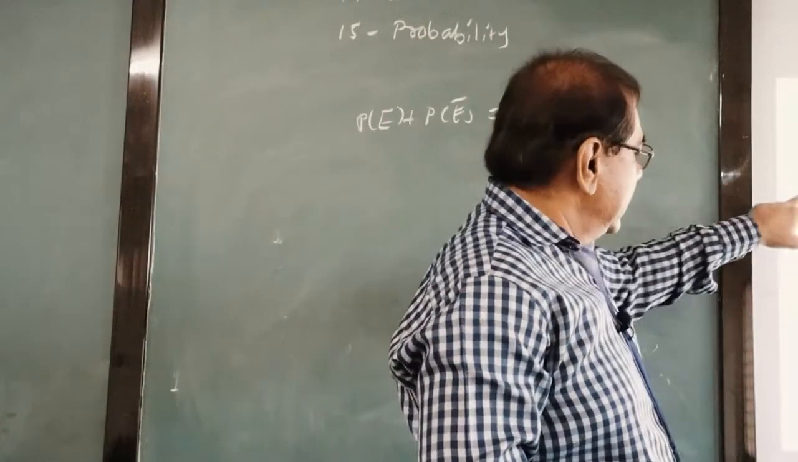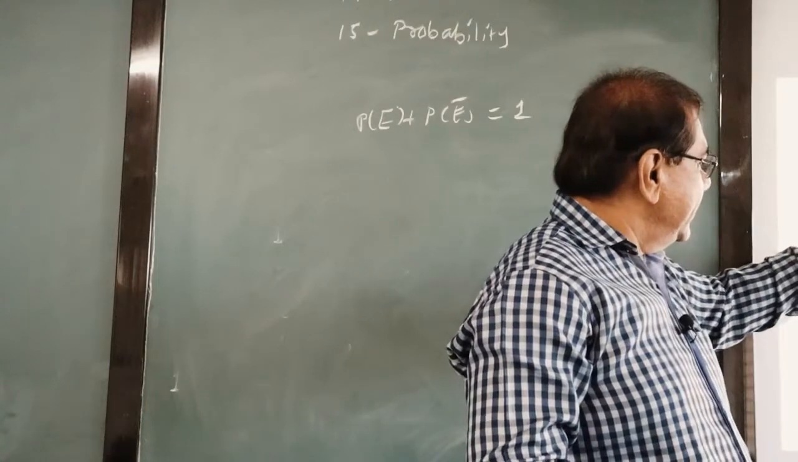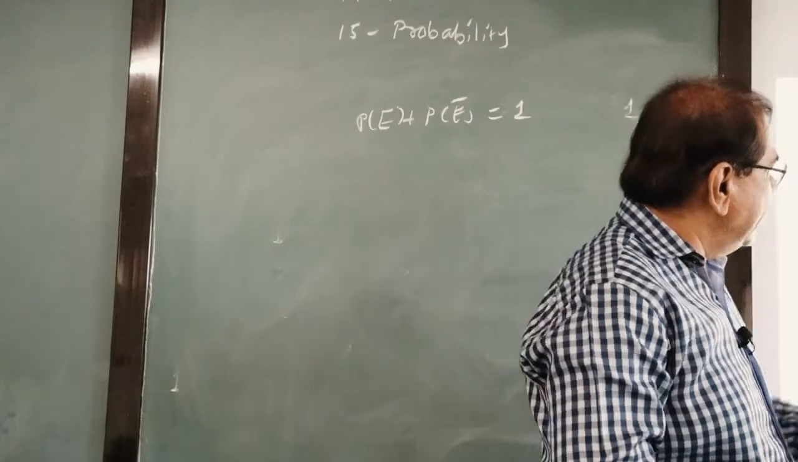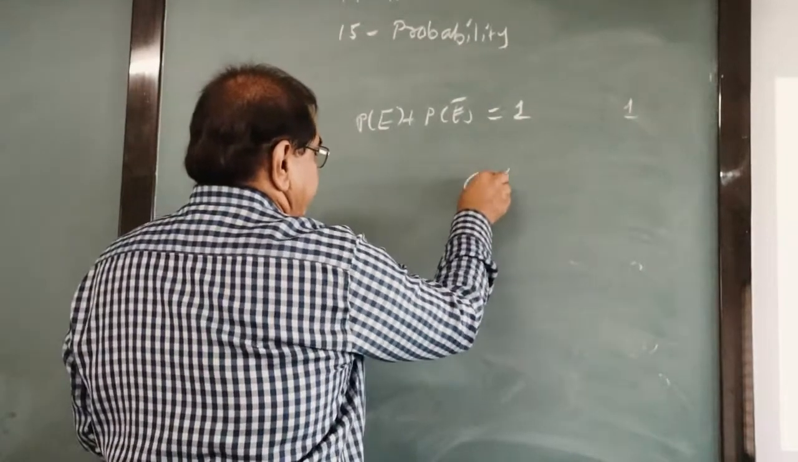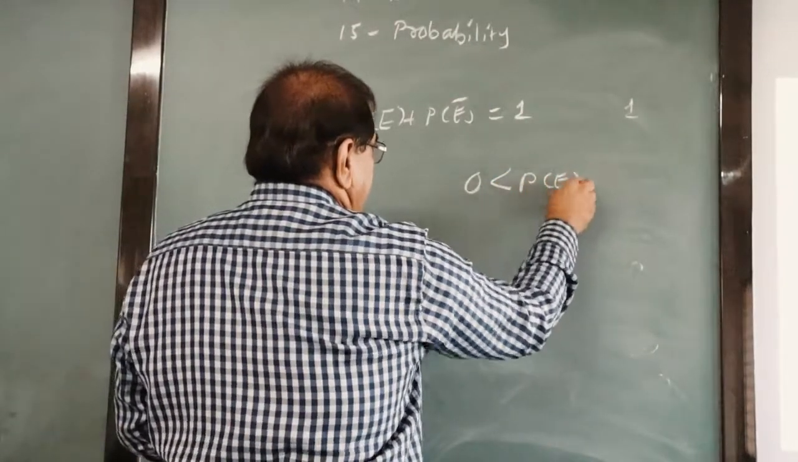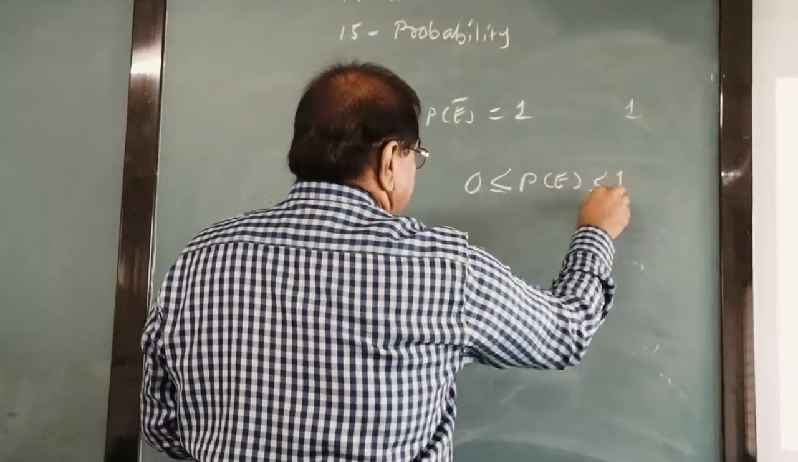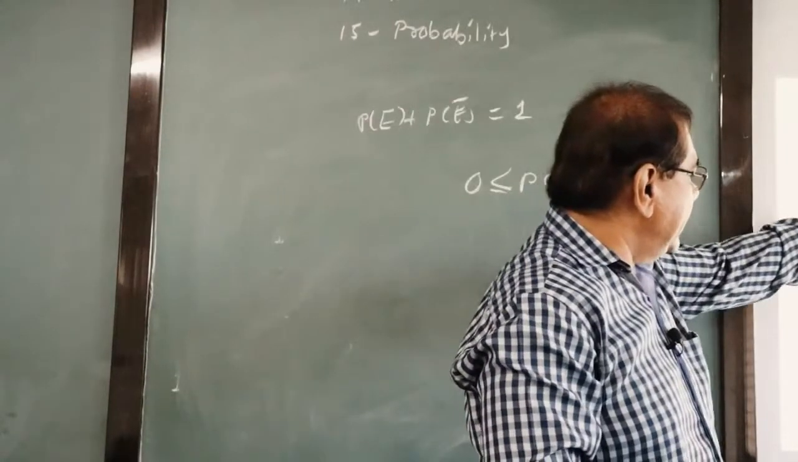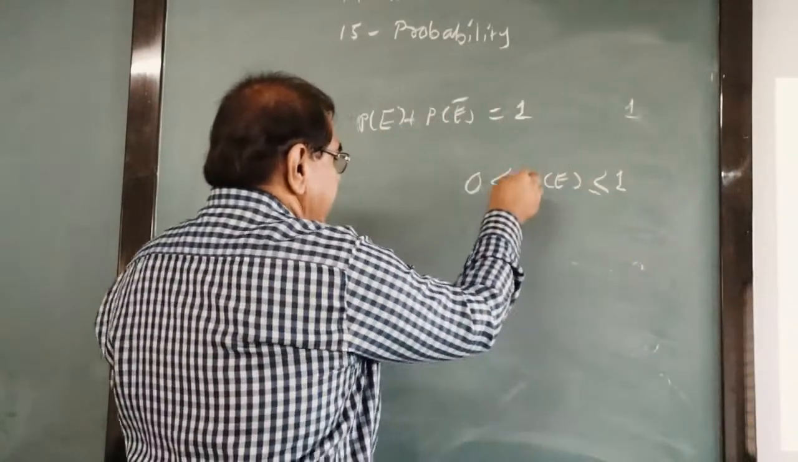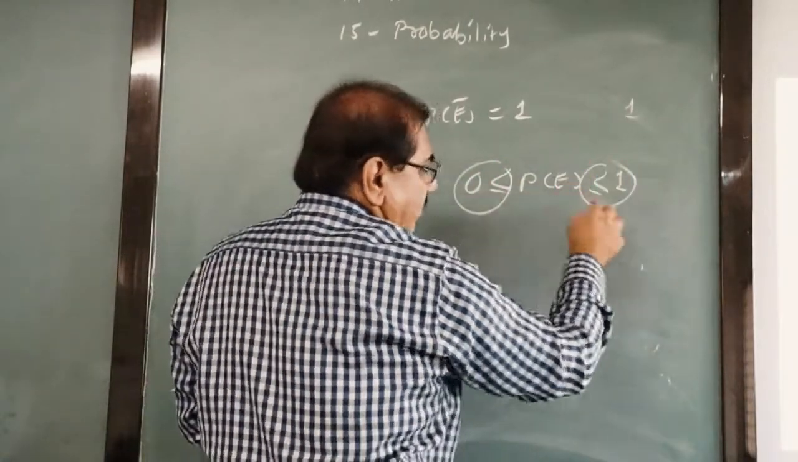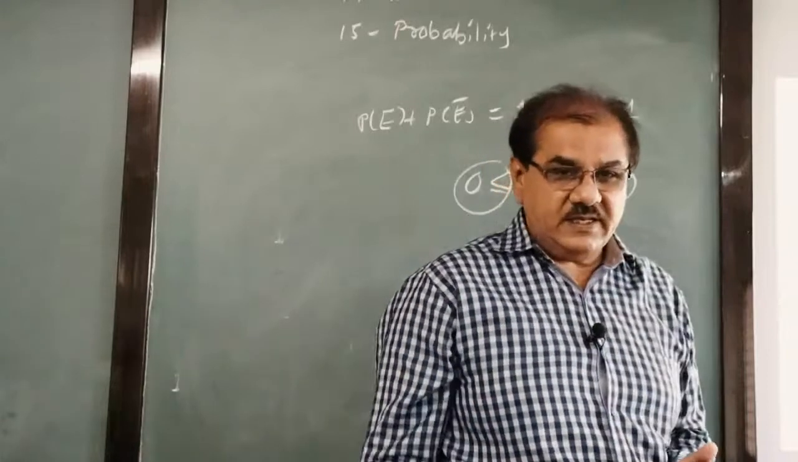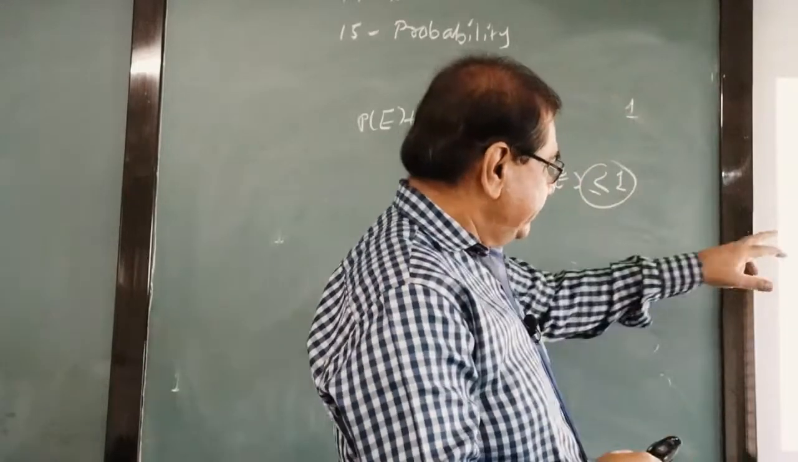Fifth one, the probability of an event is greater than or equal to dash and less than or equal to dash. Just follow this and try to understand what the answer is. The probability of an event is greater than or equal to 0, and less than or equal to 1. That way you can easily write the answer.